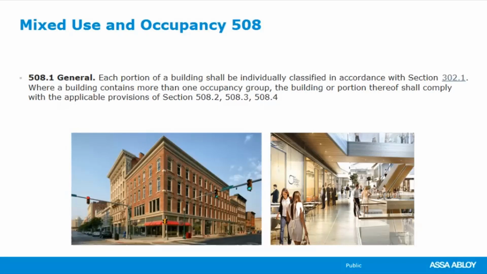You can also have a mixed occupancy of two or more occupancy types sharing the same building, but they're separated and have their own exits, their own exit access, or they're protected with fire barriers and opening protectives, fire door assemblies, in order to keep them separate and they don't share the same egress components. Then you would apply the code based on each type individually instead of the more restrictive requirements.